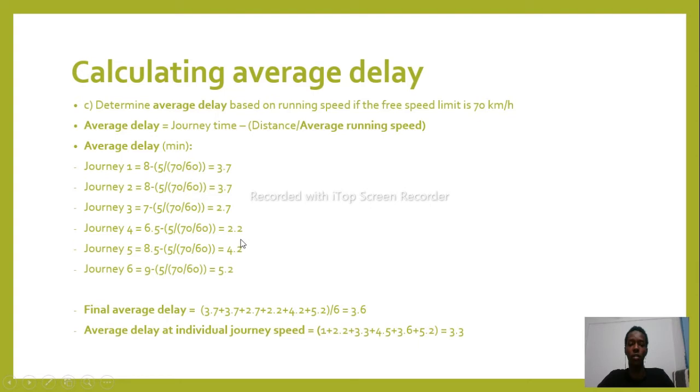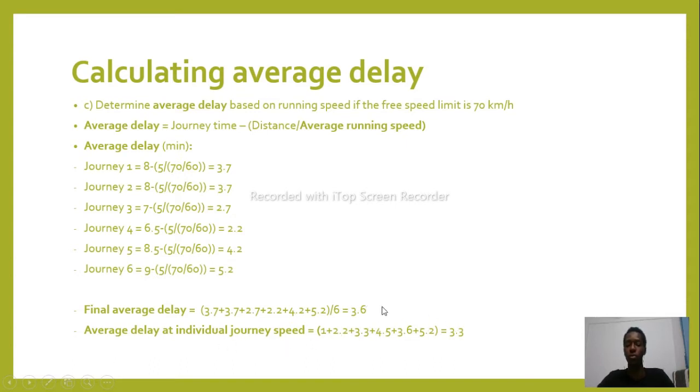Let's look at journey 4 now. So the journey time in journey 4 is 6.5, and the distance is 5 kilometers. Average running speed is 70 kilometers per hour. Then we divide by 60 in order to convert it into kilometers per minute. We get 2.2 as our average delay in minutes. So for the final average delay, we add all of them, divide by 6, we get 3.6. And the average delay at individual journey speed, which we obtain from the table, is 3.3.